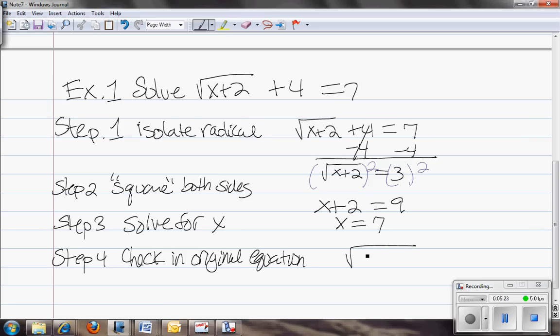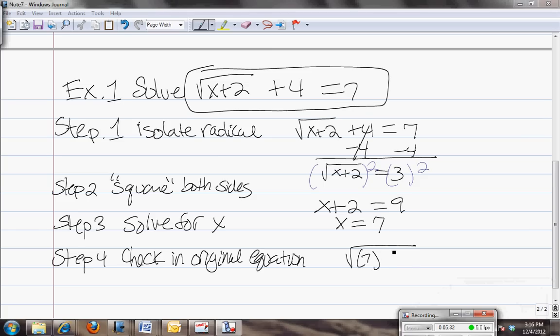Let's see if it works. Square root of, let's put in 7. I'm checking it back here in the original equation to see if it comes true. So, square root of 7 plus 2, plus 4, does that equal 7? Well, let's see. 7 plus 2 would be 9. Square root of 9 would be 3. 3 plus 4, hot dog, it's going to work out. 7 is equal to 7, so it works.